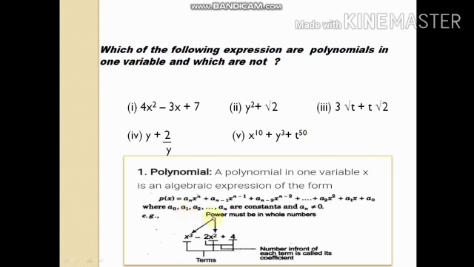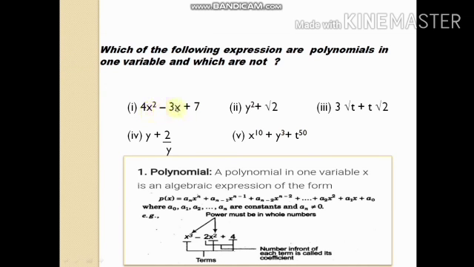Main important thing is, students, power must be in whole numbers. It means for finding the given expression is a polynomial or not, what you have to check? You have to check the power of the variable. The power of the variable will be a positive integer. Let's see. In this first part, 4x square minus 3x plus 7, you can easily see here, students, the power of this variable x is positive integer.